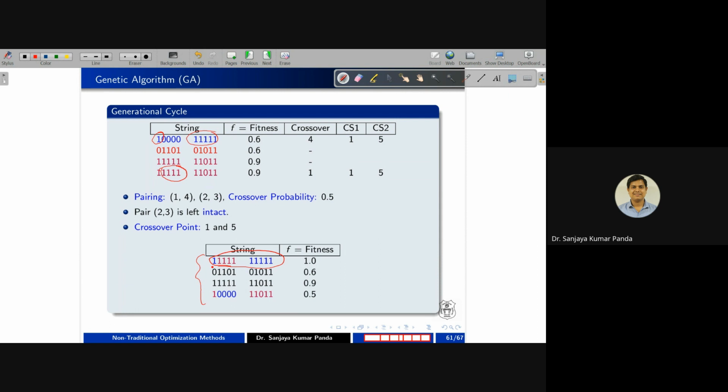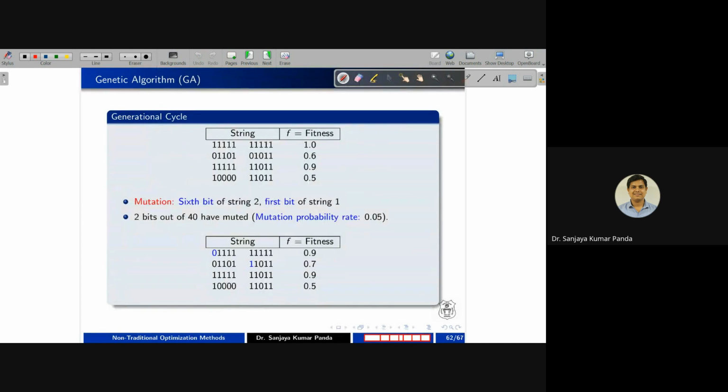But we have to perform the mutation. Mutation means what? I have to choose some points. Let's say I am choosing the 6th bit of string 2 and the 1st bit of string 1. These values will be decided based upon random number generation. So I'll make a change in these 2 bits. I'll just flip them: 1 is going to be replaced with 0 and 0 is going to be replaced with 1. So 2 out of 40 bits are mutated, so the probability is 0.05.